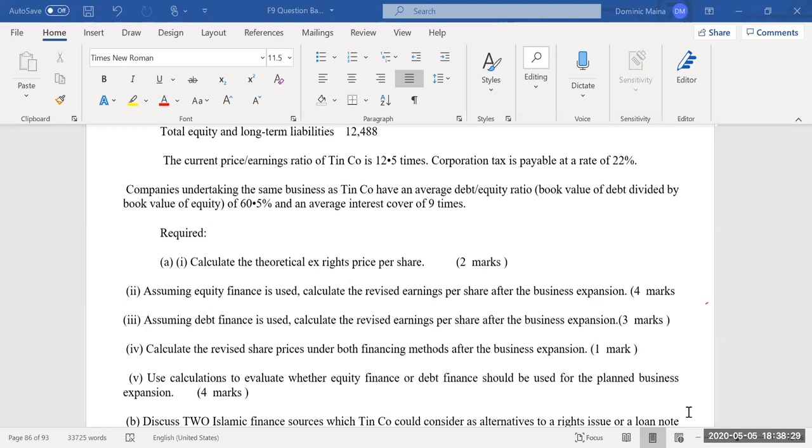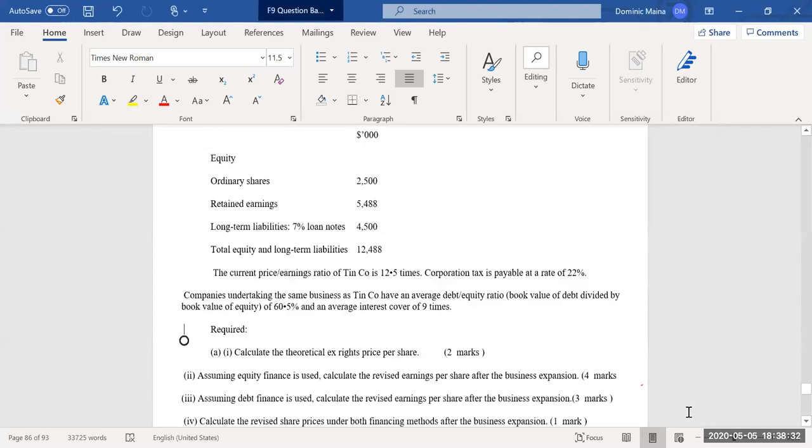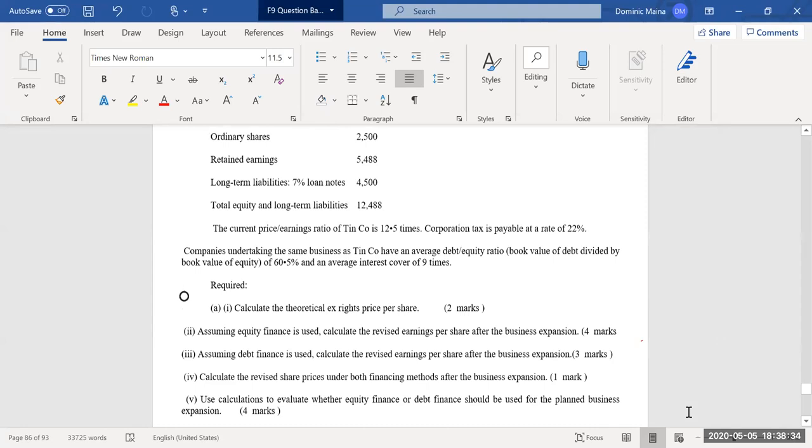So the question that we were attempting, we are meant to calculate the theoretical exchange price. We are meant to determine the earnings per share if the company uses equity finance, the earnings per share if they use debt, and the share price under both financing methods. And of course, we give the advice as to which of the two financing alternatives is going to be good. So there are two financing alternatives, either to use debt or to use equity. So let me begin. I'll ask the ideas that your group came up with.